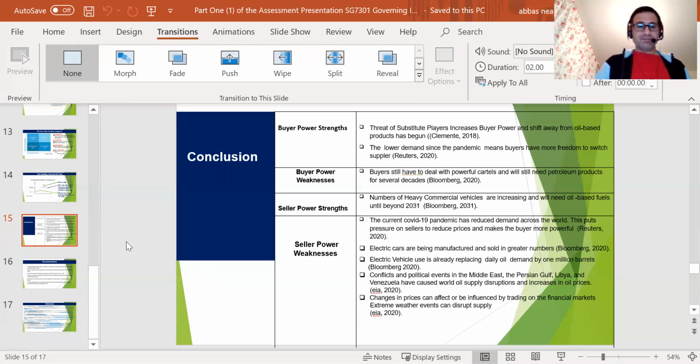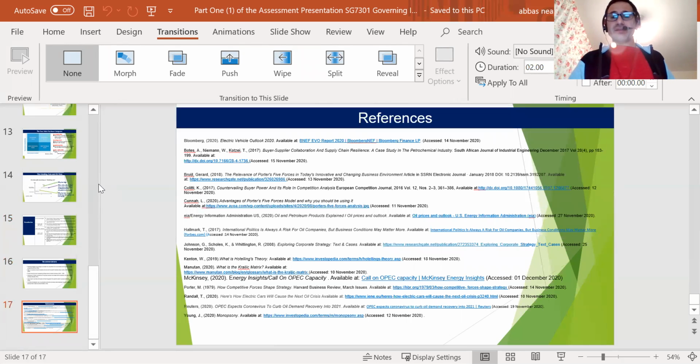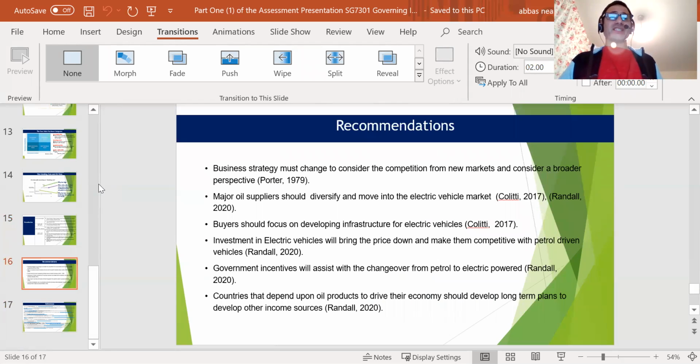Slide 16, recommendations. Here are some of the recommendations for both buyers and suppliers as we continue to cope with the COVID-19 pandemic and existing environmental and financial demands. Business strategy must change to consider the competition from new markets and consider a broader perspective, probably to move into more sustainable alternatives.